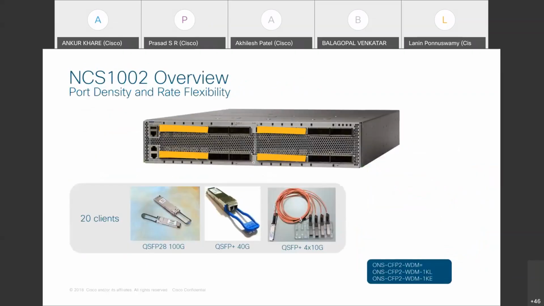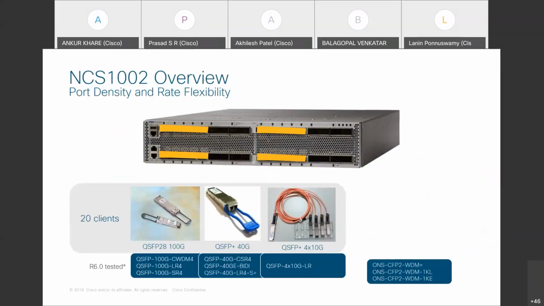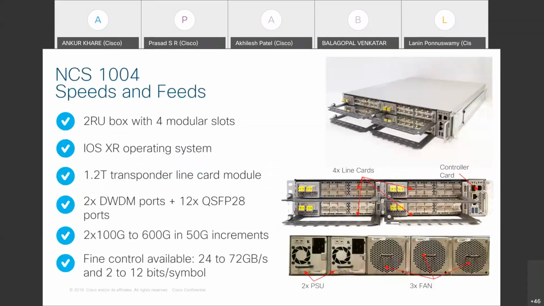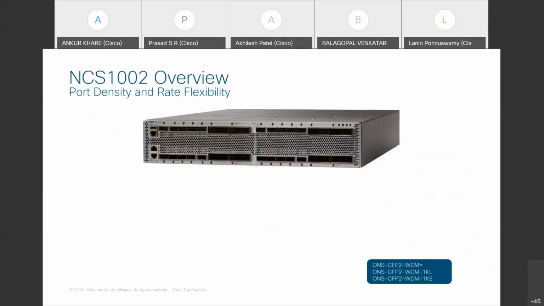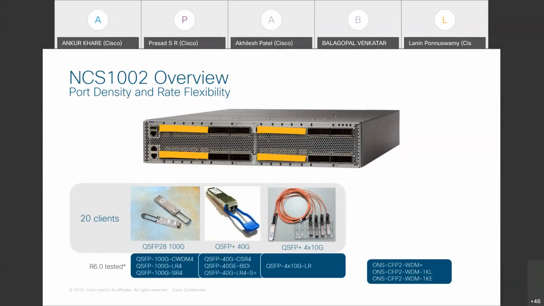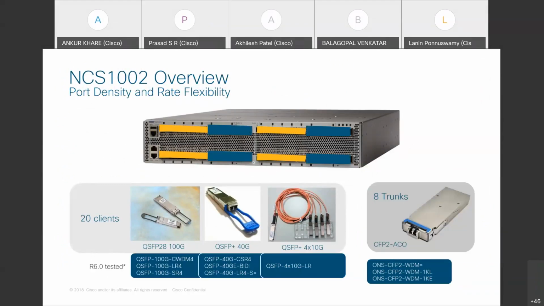Next is NCS 1002. This is another mux ponder. The first one we call Bossog, NCS 1004. NCS 1002 is Roscoe, which is the first mux ponder we did in the NCS 1K family. Here we have a similar kind of thing, only the bandwidth is less, like the overall box capacity is less. Here we use CFP DCOs, which is just electrical to optical conversion.